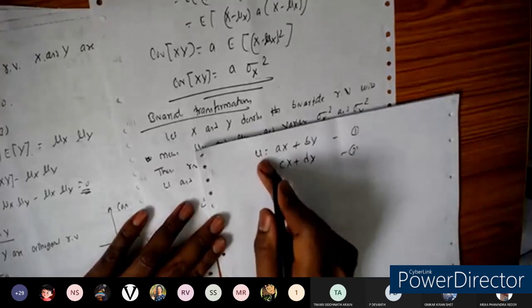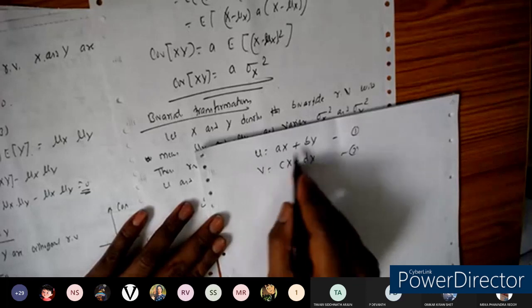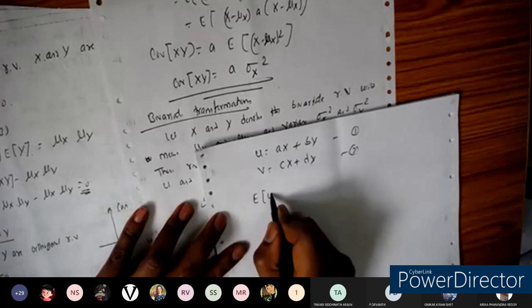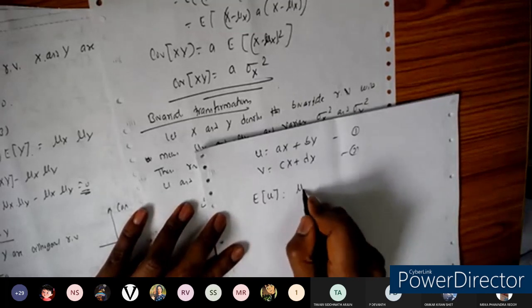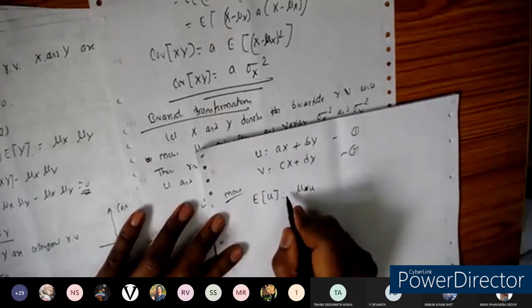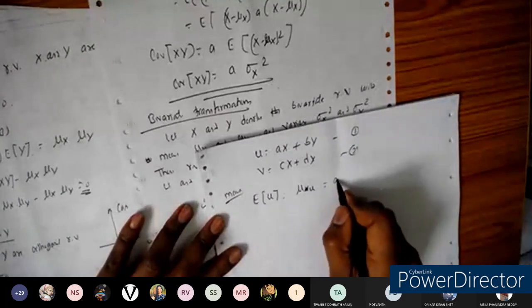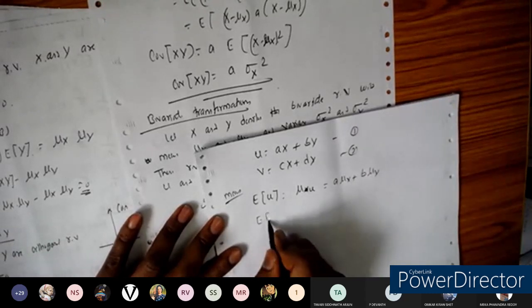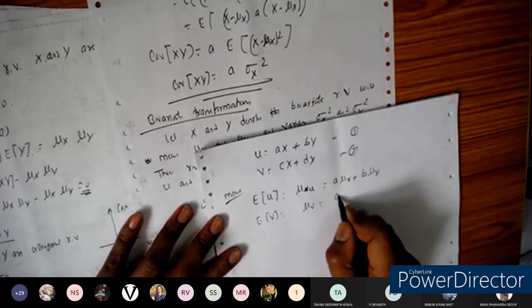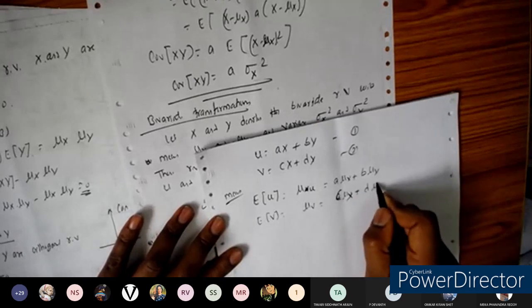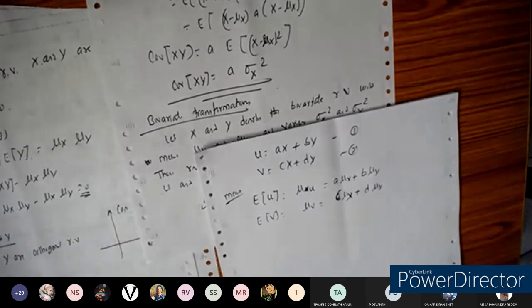Let us find the mean of these. Since the expectation is a linear operator, the expectation of U is mu_u, which is a times mu_x plus b times mu_y, and similarly the expectation of V is mu_v, which is c times mu_x plus d times mu_y.